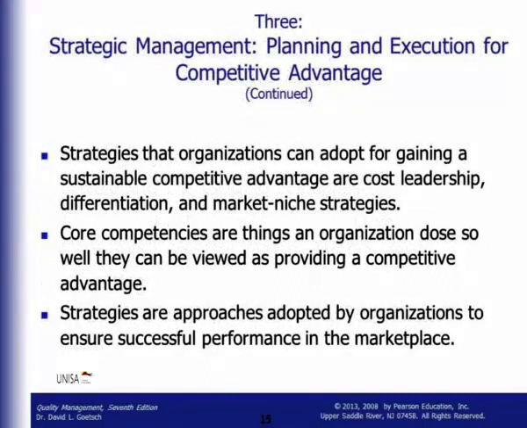Strategies that organizations can adopt for gaining a sustainable competitive advantage are cost leadership, differentiation, and market niche strategies. Core competencies are things an organization chooses to do so that they can be viewed as providing a competitive advantage. Strategies are approaches adopted by organizations to ensure successful performance in the marketplace.